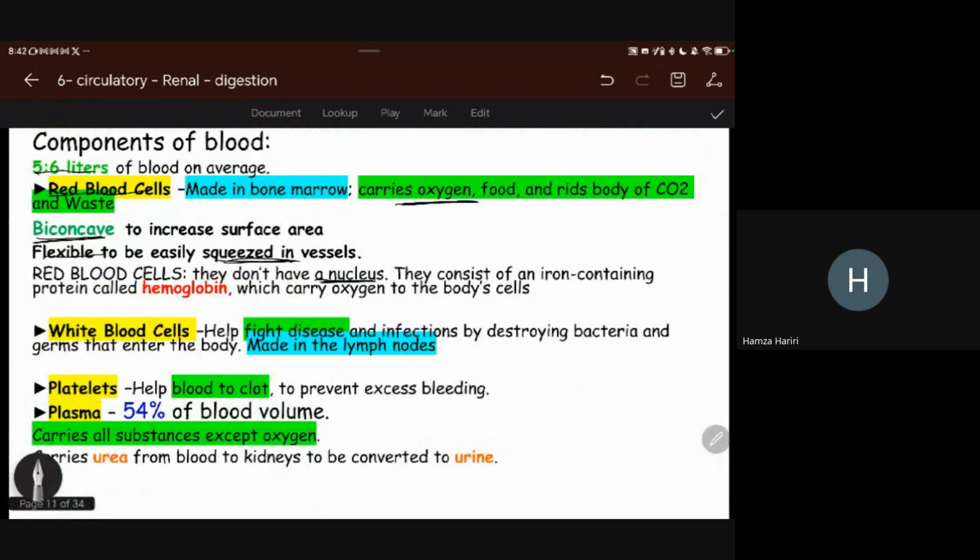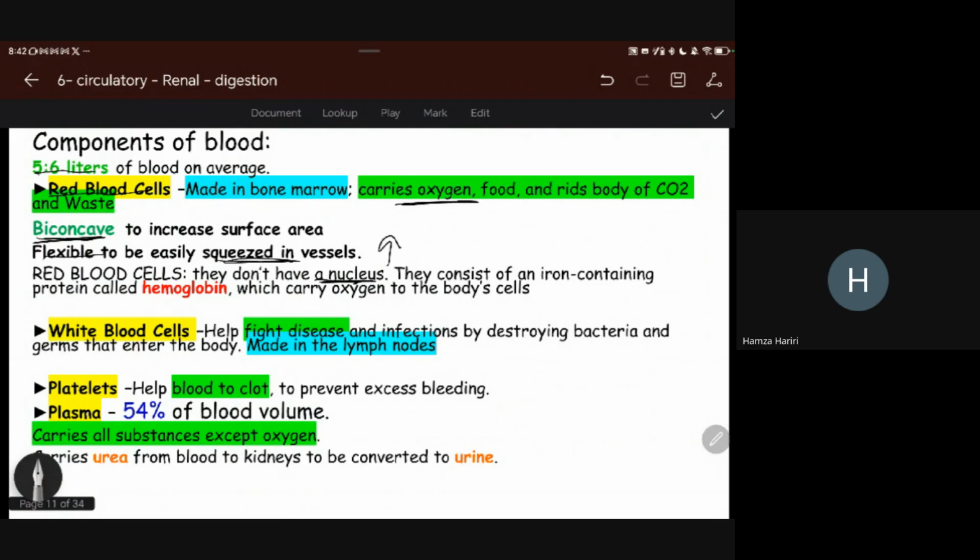Red blood cells do not have a nucleus. Why do they not have a nucleus? So that they can increase their surface area to carry more oxygen. So again, we have two characteristics that help us carry more oxygen: the lack of a nucleus and the biconcavity of the red blood cells.